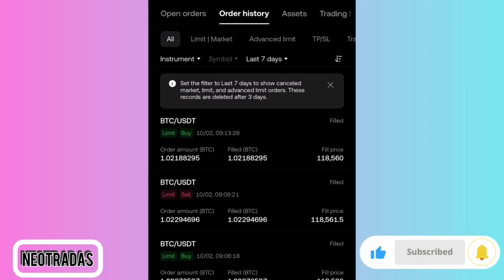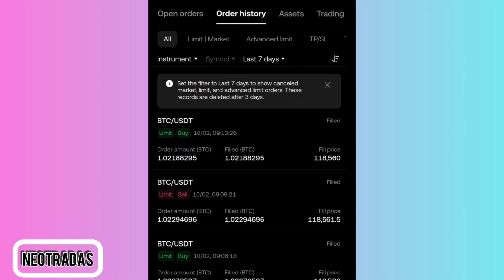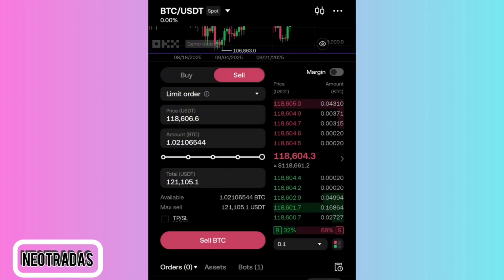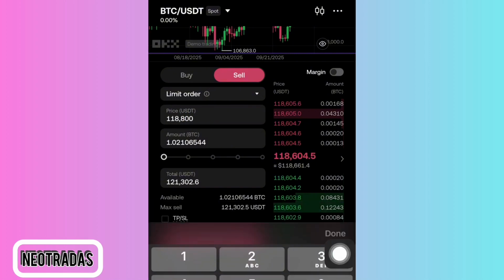Okay, these are the amounts. One BTC filled was one BTC, and then let's see the amount we invested: 121,211. Okay, now when we sell at this price, that means we will actually encounter a loss. So what do we do then? We have to wait for the price to actually move up. I'll set a limit price for that. So let's say I'll set a limit price to say 800. That means we will be making more than what we actually used.